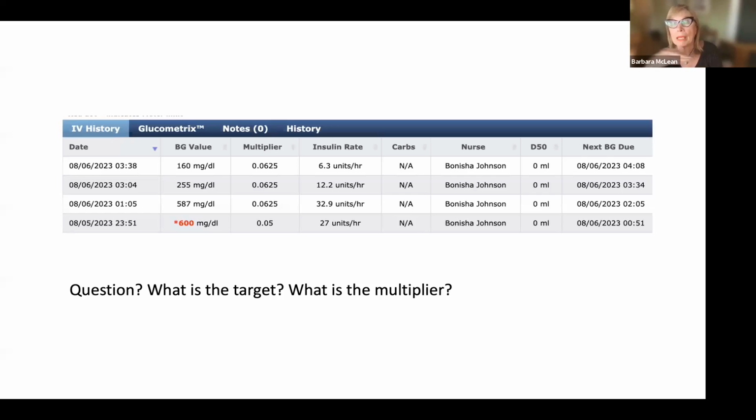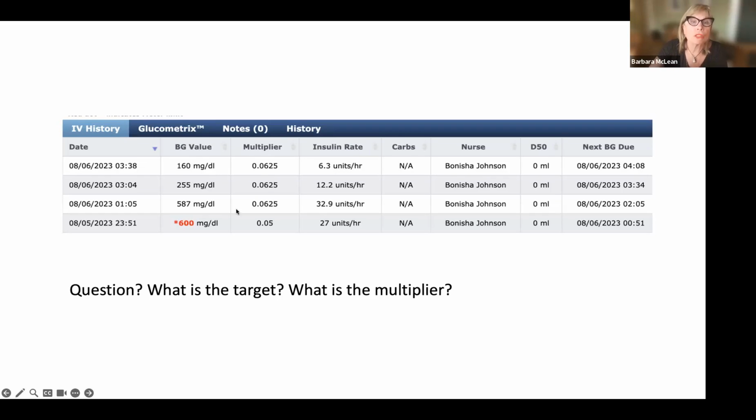This was a dangerous situation. I called the APP. I could have changed things there, but I don't go in and change stuff until I know that's what you want. So I called the APP. She said, no, I ordered 0.01 and a target of 140, 180. So I went in and changed the multiplier down to 0.01. And I changed the target to 140 to 180.